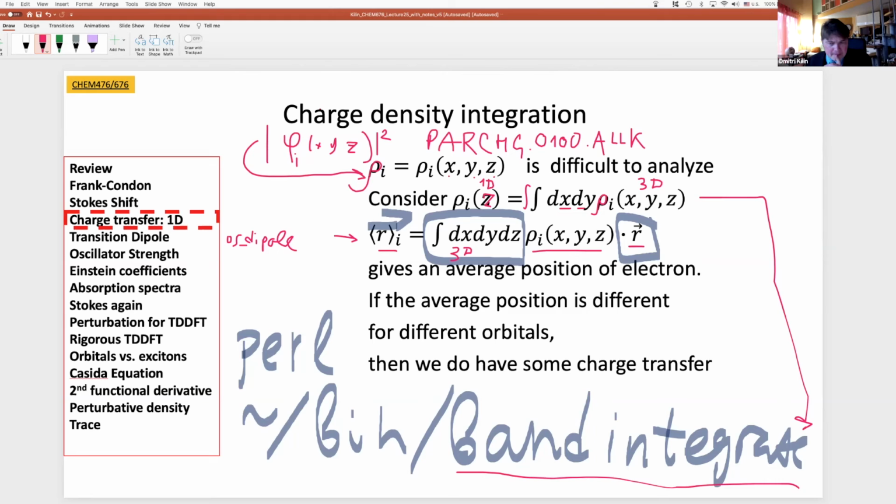Sarah, do you have questions about this procedure of integrating of orbitals? No, I'm good.